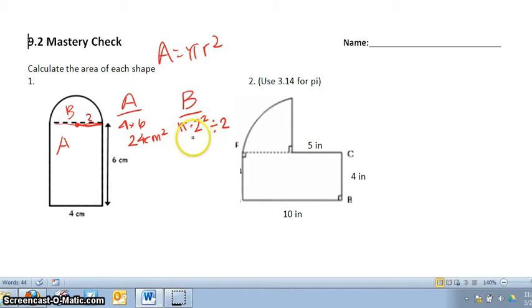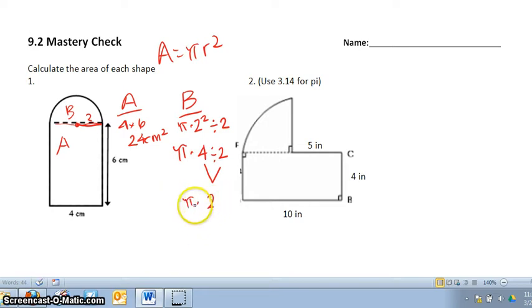So order of operations tells me I need to do exponents before multiplying or dividing. So I'm going to do the exponent. 2 squared means 2 times 2. So that's pi times 4 divided by 2. And I'm actually going to do the multiplying by pi last, so that I don't have to deal with the decimals until the very end. So in multiplication and division, you can change the order like that. Alright, so 4 divided by 2 is 2. So I have pi times 2.